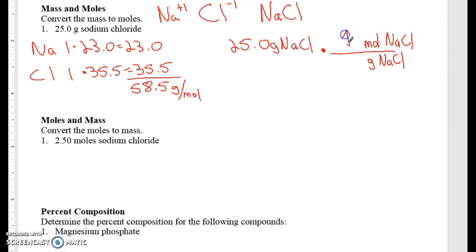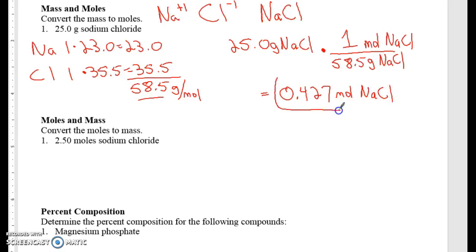The number 1 always goes with moles in the conversion factor when we're going from grams to moles. And the molar mass that we calculated over here, the 58.5, that's what goes on the bottom in this case. So on your calculator, what you're going to do is essentially 25.0 divided by 58.5, and that'll give you 0.427 moles of NaCl. And this is about what I was expecting, since the molar mass is 58.5 and we only had 25 grams to start with.